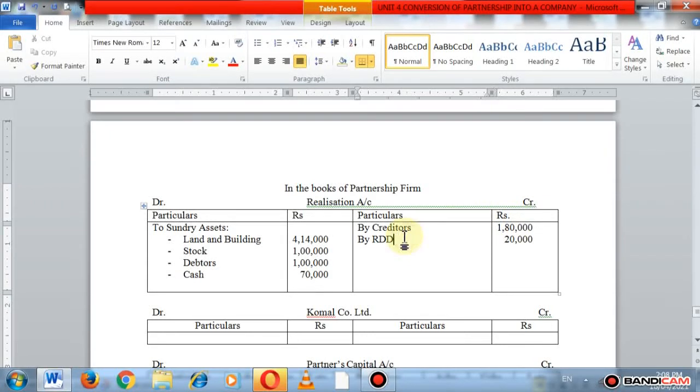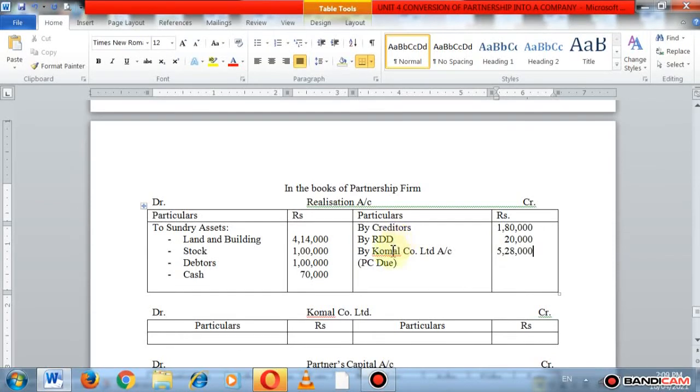Okay, now we make the entries relating to the purchase consideration receivable. So here purchase consideration receivable from the new company. So entry will be new company, it means Komal Company Limited account debit to realization account. So here entry will be by Komal Company Limited account (PC due). So amount of purchase consideration is given, that is 5,28,000 is the amount of PC.